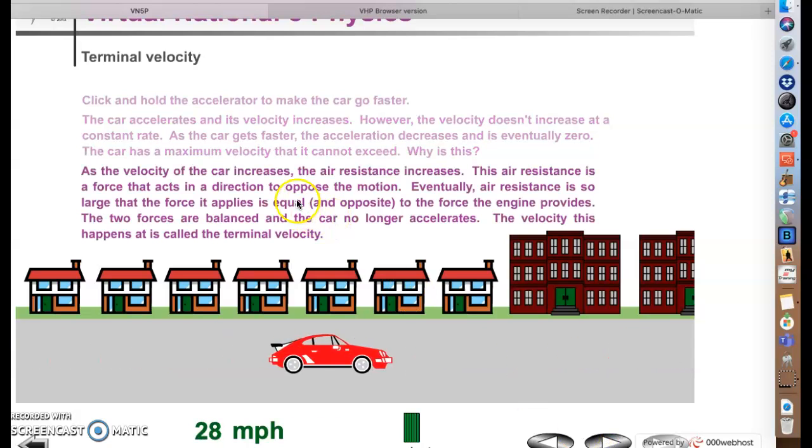Okay, so the velocity of the car increases, the air resistance increases, it acts in the opposite direction, and it's large enough so that it's equal and opposite to the force the engine provides. So the forces are balanced and the car no longer accelerates, and that's its terminal velocity there.